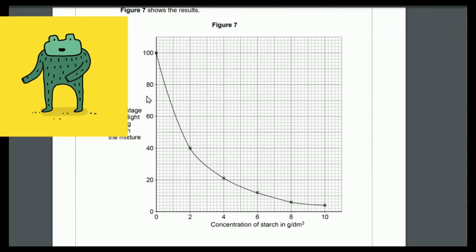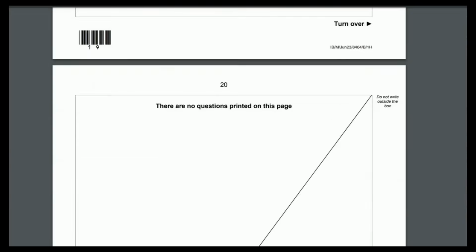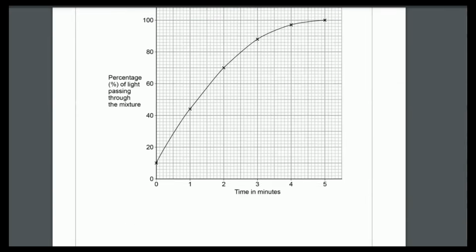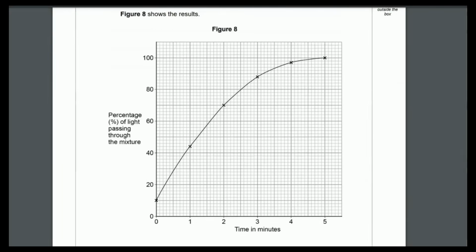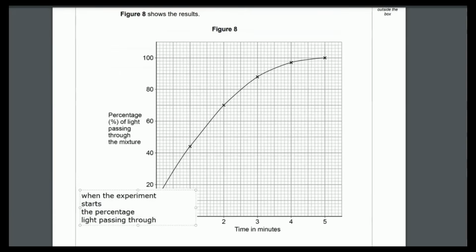Okay, so we need to look at both figure 7 and figure 8 to solve this one. I'm going to start with figure 8. We want to find out what the percentage of light was when there was no starch. Sorry, not when there was water. We want to find out the percentage of light when the starch was first put in and none of it had been broken down. So it looks like when it was just pure starch and it was obviously dark blue, only 10% of light got through.